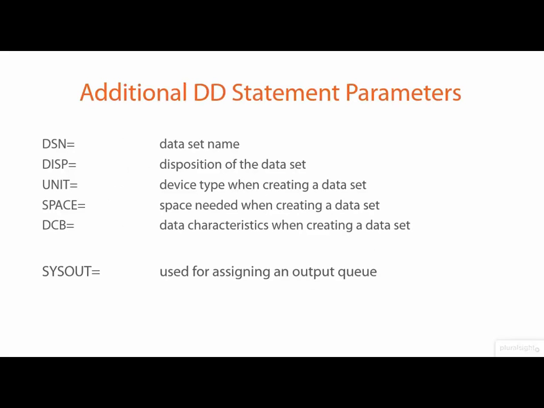For the DD statement, we will look at some of the most common parameters a bit more closely. While there are many more available, the ones listed here are the most commonly used. There are three broad categories of use that we need to consider. The first is whether the dataset already exists. The second is whether we are creating a dataset using JCL. And the third is whether or not the data is destined for an output printer queue.